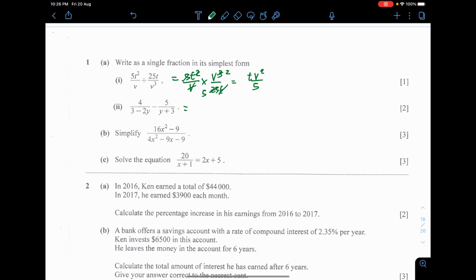make the same denominator. So the first fraction multiply by y plus 3, the second fraction multiply by 3 minus 2y, and then put them together under the same denominator of 3 minus 2y over y plus 3. Simplify them, so then I got 4y plus by 10y. Okay, you know what, just expand them one by one. 4y plus by 12 minus by 15 plus by 10y.